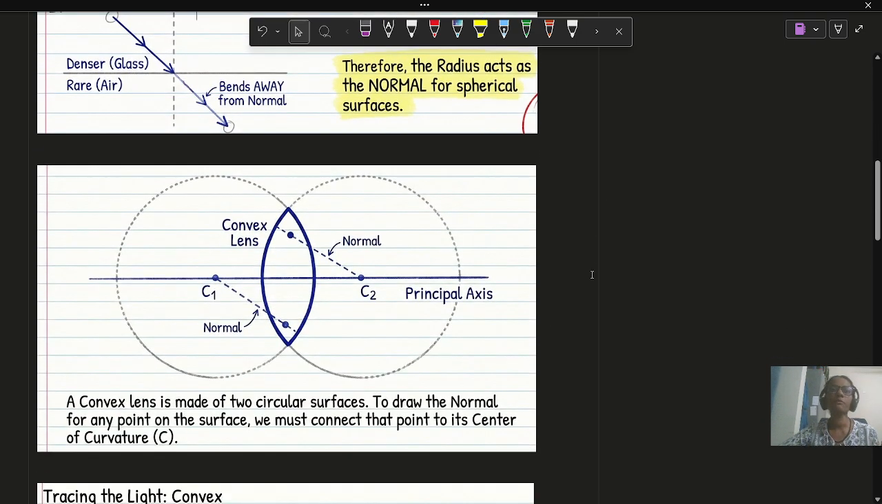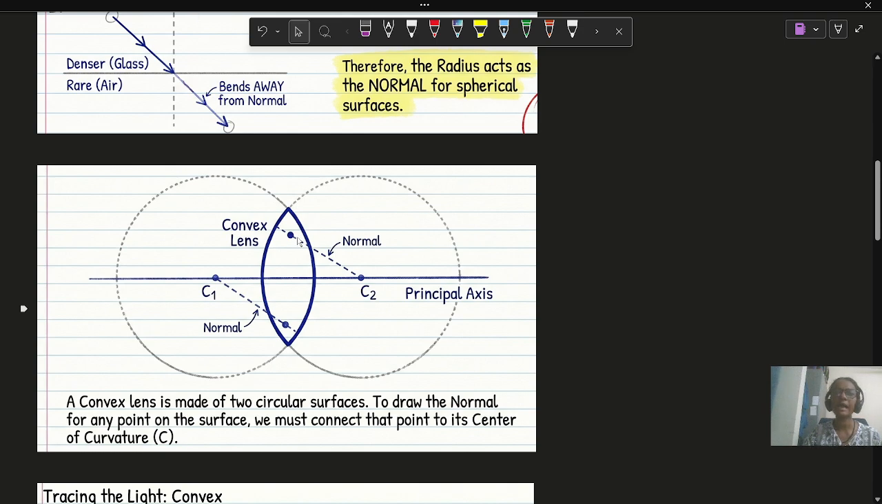Now all of you know very well that the convex lens is basically part of two spheres. For example, this is the first sphere and this is the second sphere, and this intersecting part is the lens. A convex lens is formed by this method only. If we consider the darker part on this side, it is a part of this circle.